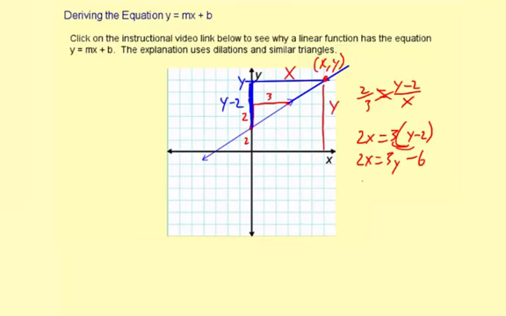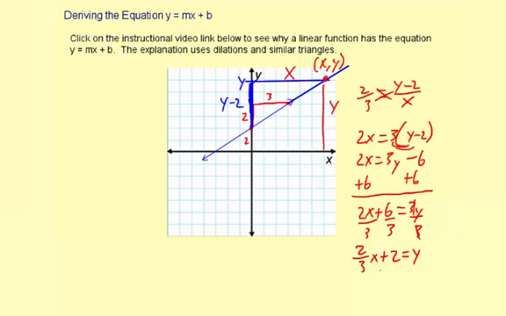Okay, now I want the y by itself, so I'm going to add 6 to both sides. So 2x plus 6 equals 3y. Now I want the y by itself, so I'm going to divide everything by 3. Divide by 3 here, here, here. Now 2x divided by 3, that can be rewritten as 2/3 x. And then plus 6 divided by 3, which is 2, equals 3y divided by 3. The 3's reduce out to make 1, and you just have equals y. So I have 2/3 x plus 2 equals y.